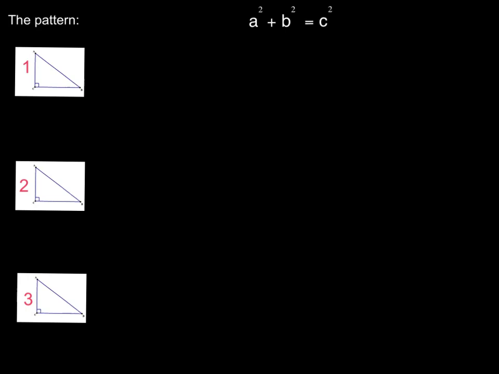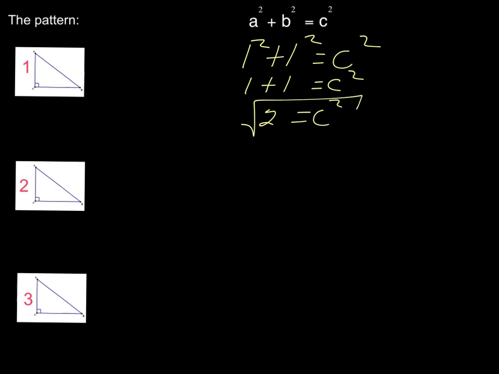So in the first one, we're going to take 1 and square it, which gives us 1. Add those up, gives us 2 equals c squared. We take the square root and get rid of the c squared. Our c is going to be the square root of 2.